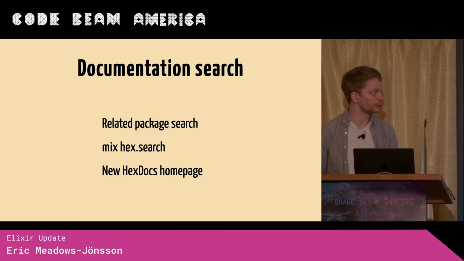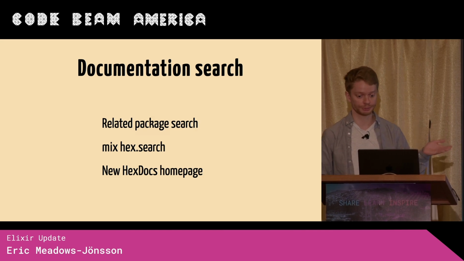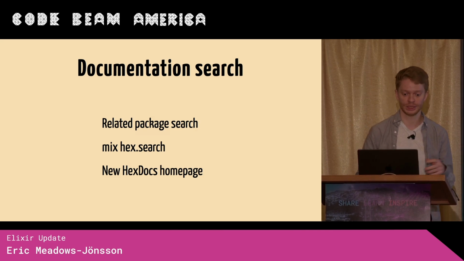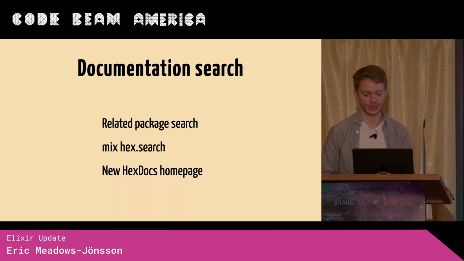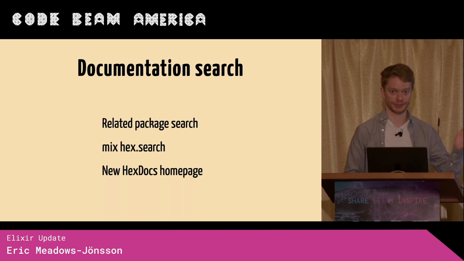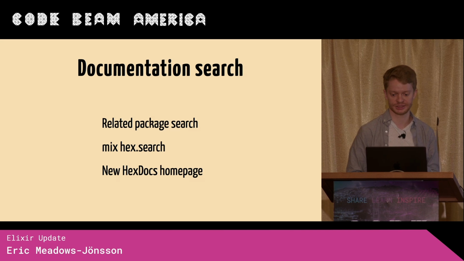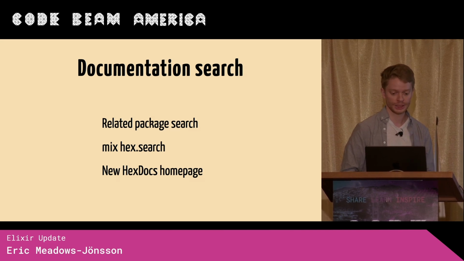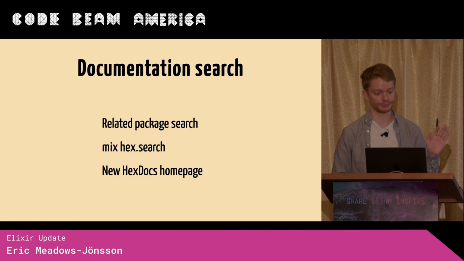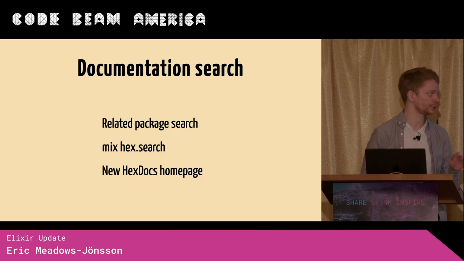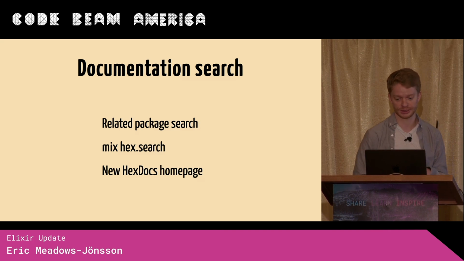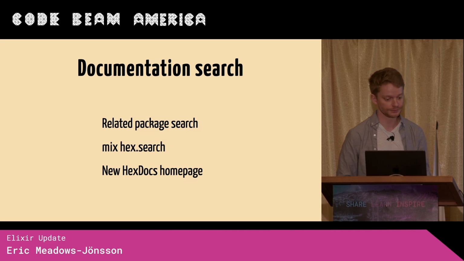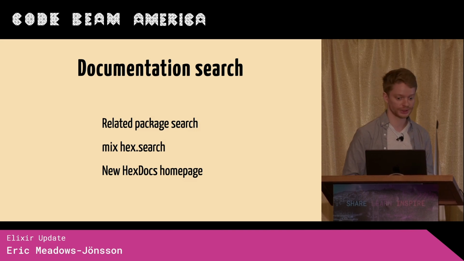So for example, let's use Phoenix as an example. If you're looking at the docs for Phoenix LiveView, you will be able to search any other Phoenix packages that the Phoenix team has defined as relevant. And with this, we also get the new mix hex.search task, so that from the command line, you will be able to search across all the dependencies in your project, which is really useful, I think.